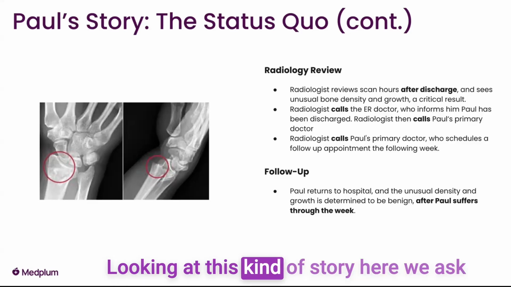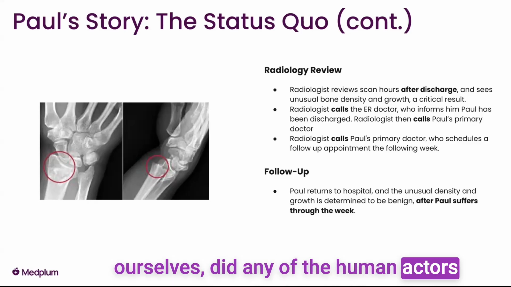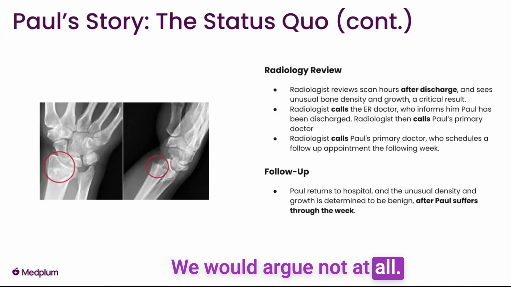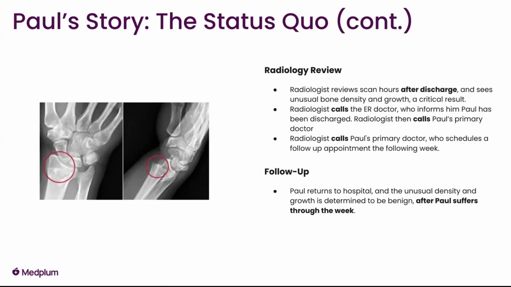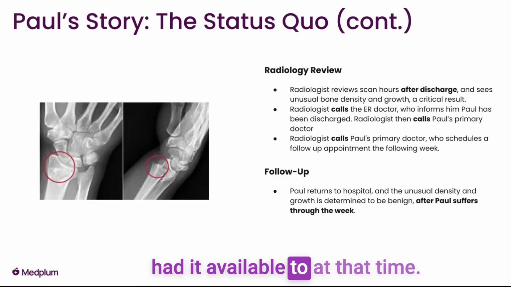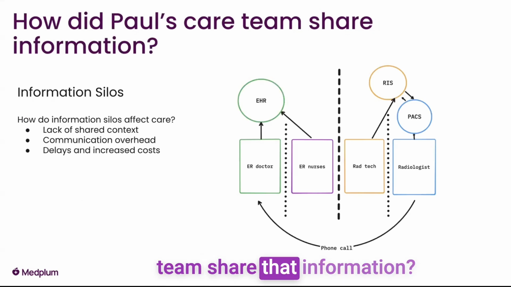And so, looking at this kind of story here, we ask ourselves, did any of the human actors inside this scenario do anything wrong? We would argue not at all. All the human actors did everything to the best of the knowledge and information they had available at that time. However, how did Paul's care team share that information?